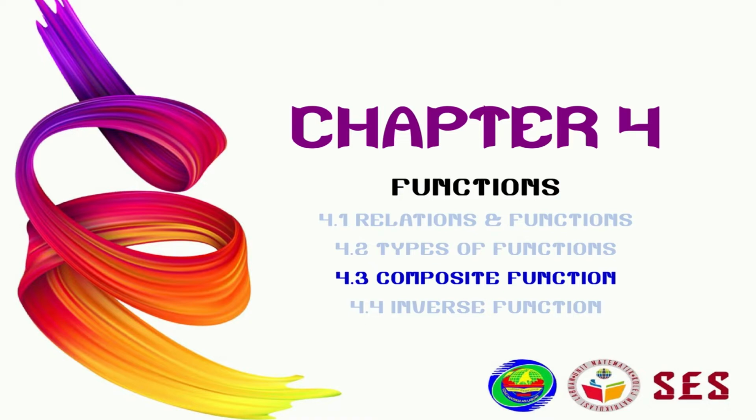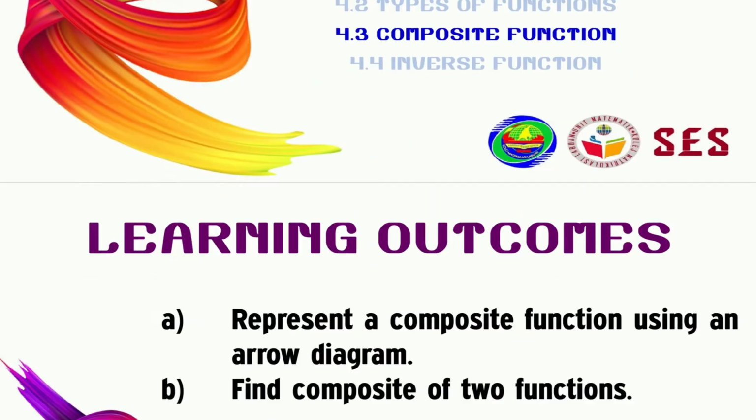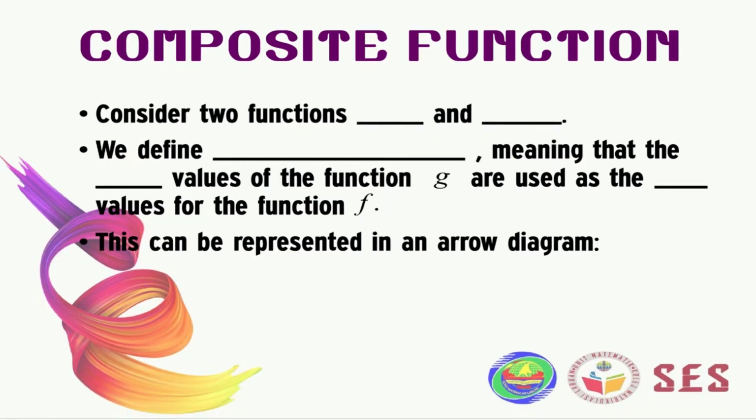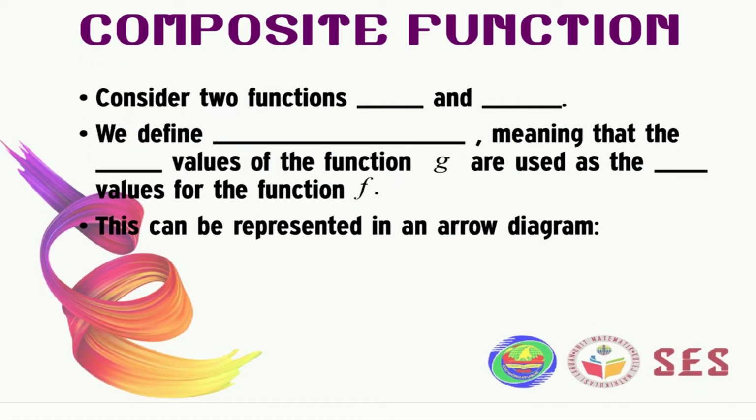Alright, so we are now in chapter 4.3 of composite function. These are the two learning outcomes that need to be achieved throughout this chapter 4.3. The first one is students should be able to represent a composite function using an arrow diagram and find the composite of two functions. Alright, so let us consider two functions f(x) and g(x).